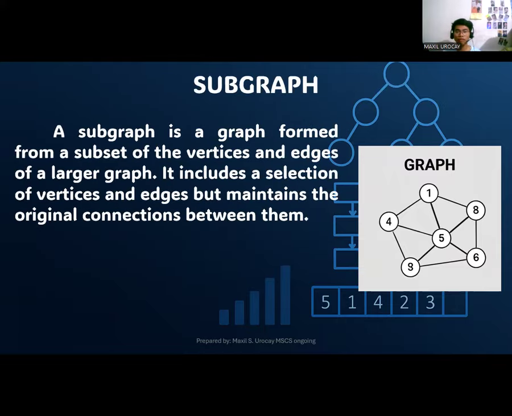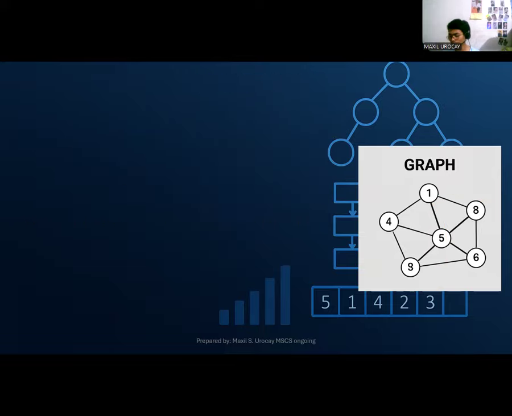So in terms of subgraph, a subgraph is a graph formed from a subset of the vertices and edges of a larger graph. It includes a selection of vertices and edges, but maintains the original connections between them. Meaning, a subgraph is, in our particular graph, there will be a subgraph 1 to 8. Accordingly, that's how it's going to be represented.